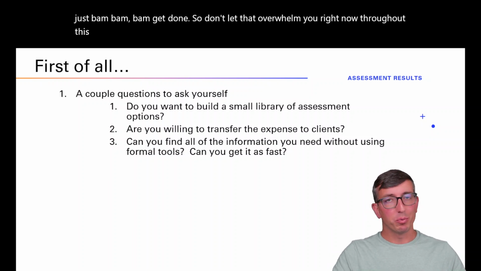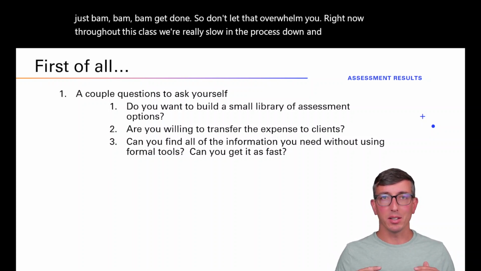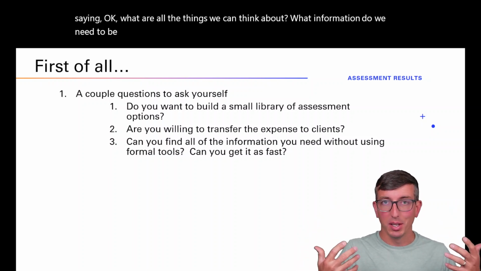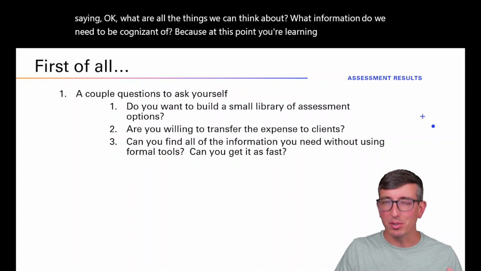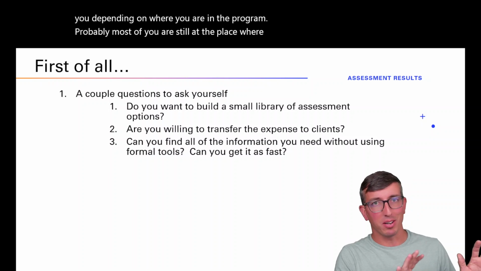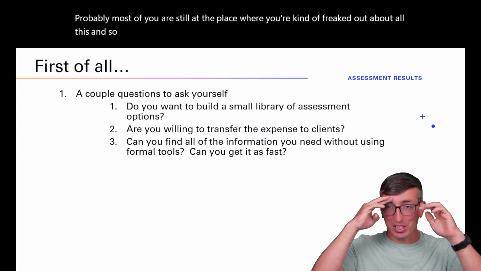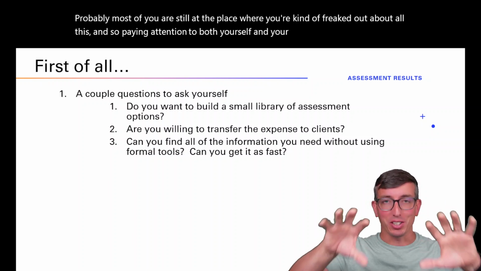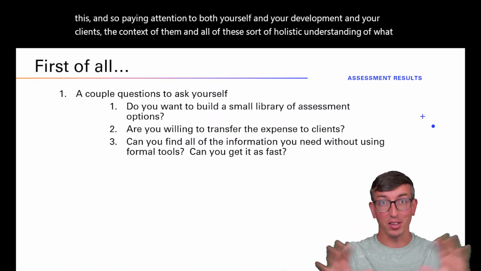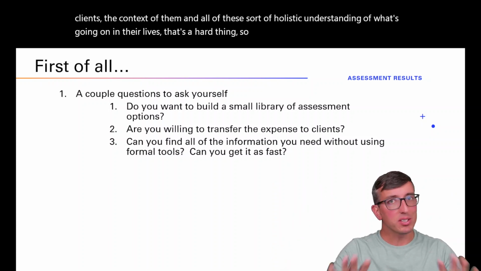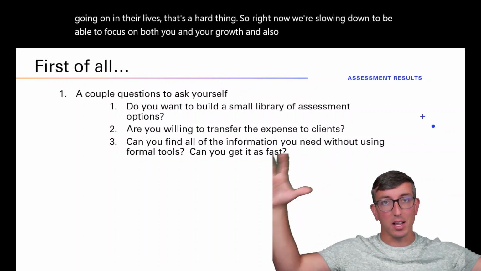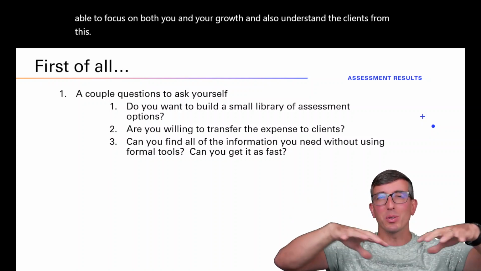Throughout this class, we're really slowing the process down and pulling back and saying, okay, what are all the things we can think about? What information do we need to be cognizant of? Because at this point, depending on where you are in the program, most of you are still at the place where you're kind of freaked out about all this. And so paying attention to both yourself and your development and your clients, the context of them, and this holistic understanding of what's going on in their lives, that's a hard thing. So right now we're slowing down to be able to focus on both you and your growth, and also understand the clients from a really zoomed out perspective.